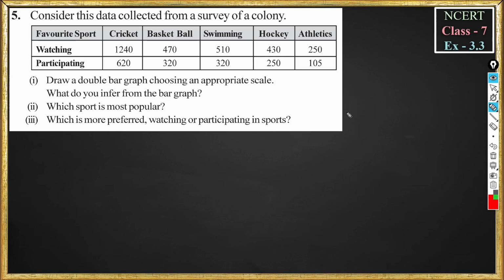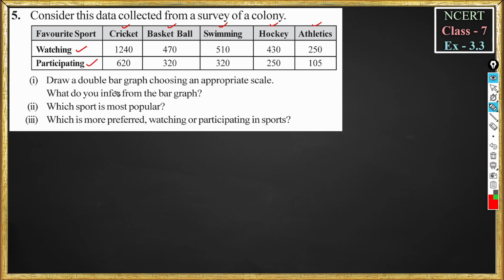Class 7 Maths, Exercise 3.3, question number 5. Consider this data collected from a survey of a colony. Some data is given which is collected from a survey of people of the colony. This data shows favorite sports. That means there are different sports given: cricket, basketball, swimming, hockey and athletics. Out of these sports, the number of people watching and participating is given.